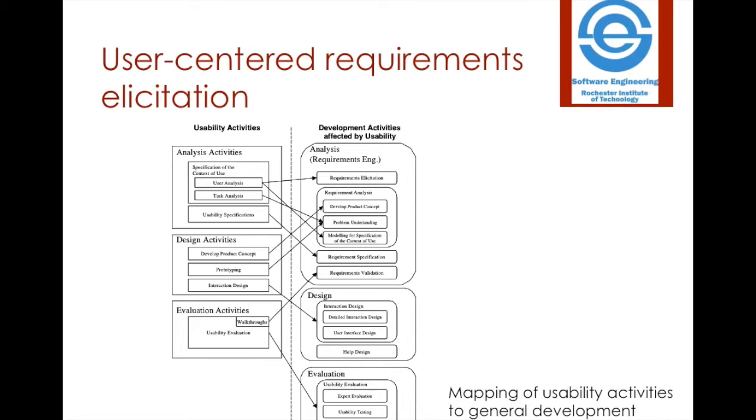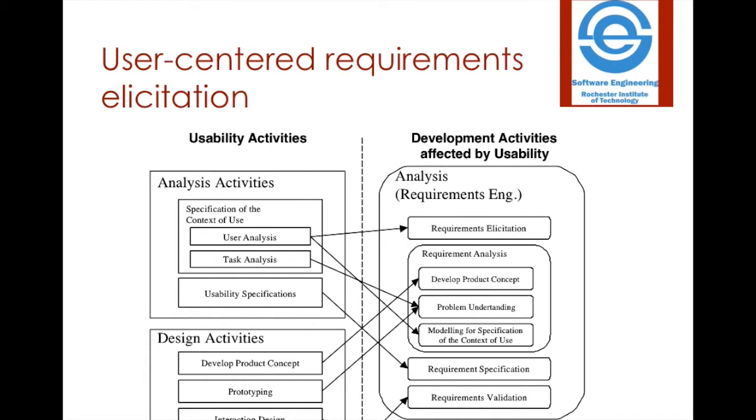Requirements engineering typically consists of these steps: requirements elicitation, requirements analysis, requirements specification, validation, and management. To make it easier to relate user-centered requirements engineering to our previous knowledge of requirements engineering, let's take a look at this figure. It shows the mapping of usability activities to general development activities. With a closer look to the analysis phase of the software development process, we can see that we may use HCI techniques such as user analysis and task analysis in achieving requirements elicitation and analysis.